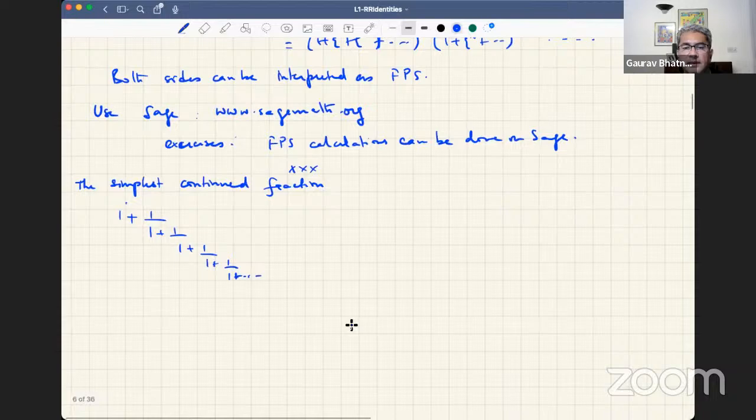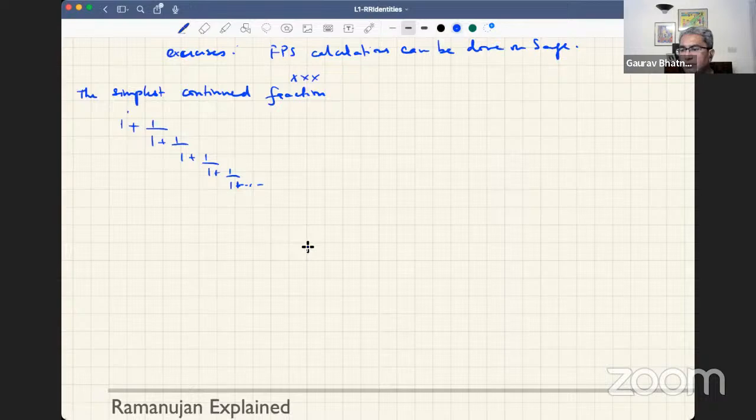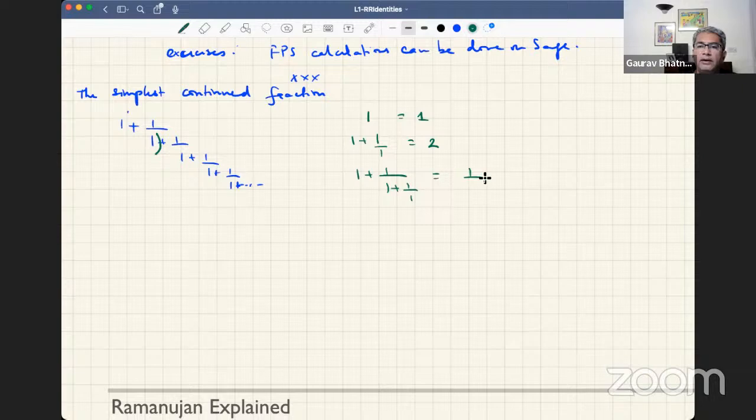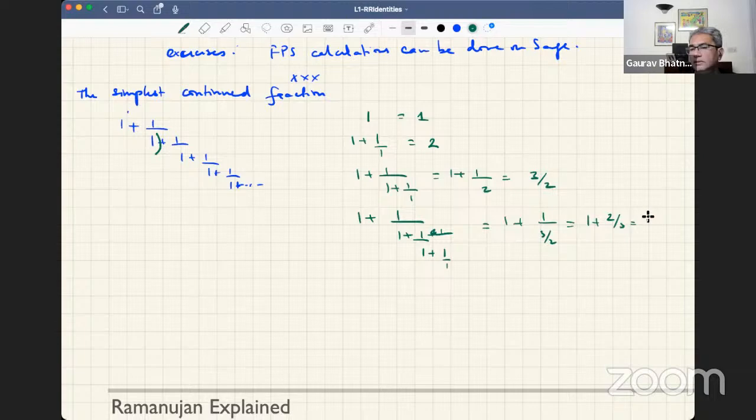So what's the continued fraction? I mean, it's like a fraction which keeps going on. And the way one studies it is we chop it off at various places. So chop off at one, we get one. Then we get one plus one over one, chop off here, and we get two. Then we get one more. Now you notice this part is already calculated. So we have 1 plus 1 over 2, so that's 3 by 2. Then one more. Again, this part is already calculated: 1 plus 1 over 3 by 2, which is 1 plus 2 by 3, which is 5 by 3. And so on.